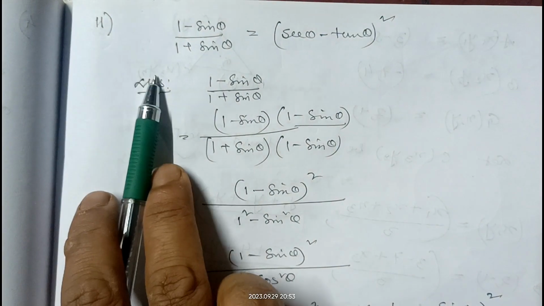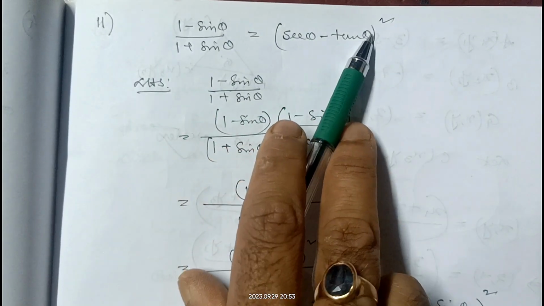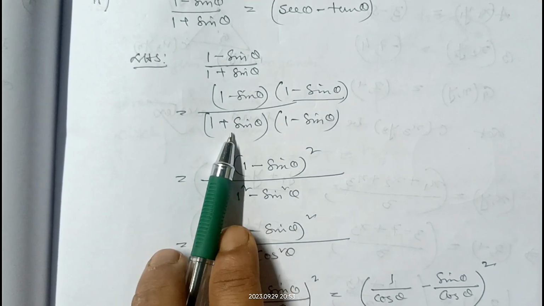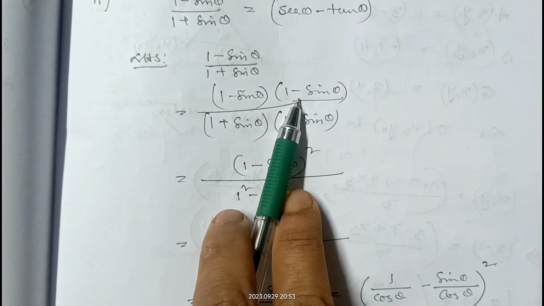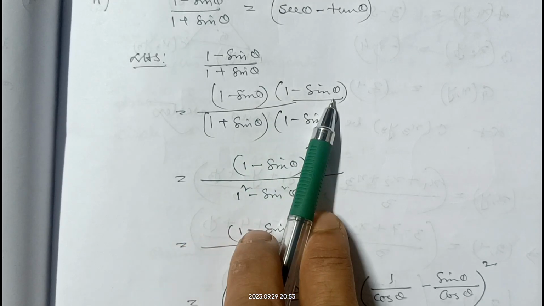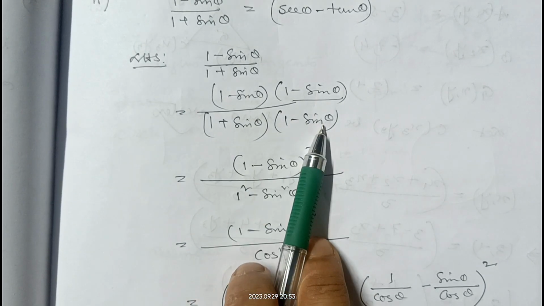Question number 11. We have to prove that 1 minus sin theta by 1 plus sin theta is sec theta minus tan theta whole square. Now here, since in the denominator it is plus, we have to multiply with minus. And if it is minus, this also will be minus. So here in the numerator it will be 1 minus sin into 1 minus sin. In the denominator it will be 1 plus sin theta into 1 minus sin theta.